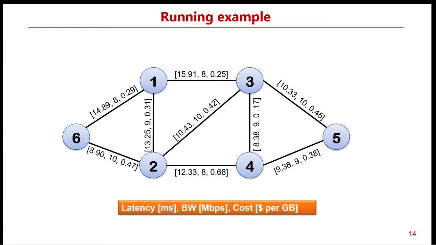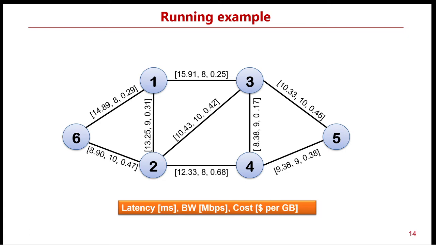Now, I will show an example of our algorithm to explain how SNR selects the worker nodes in a graph. Here is an example graph of 6 nodes, and there are some links between the nodes, and each link has 3 different properties: latency in milliseconds, bandwidth in megabits per second, and cost in US dollars as the cost of transferring 1 gigabyte of data over that link.